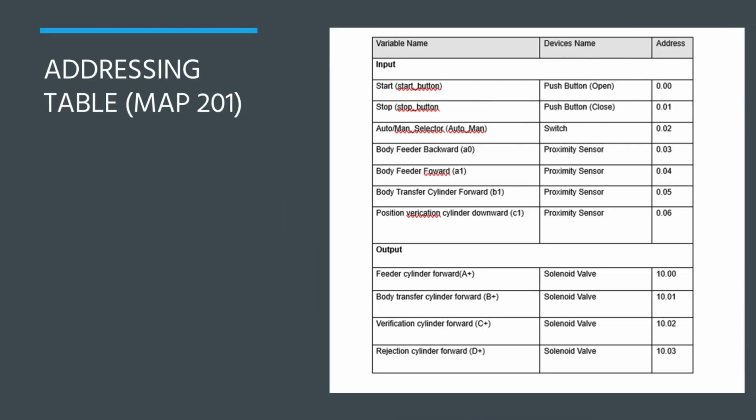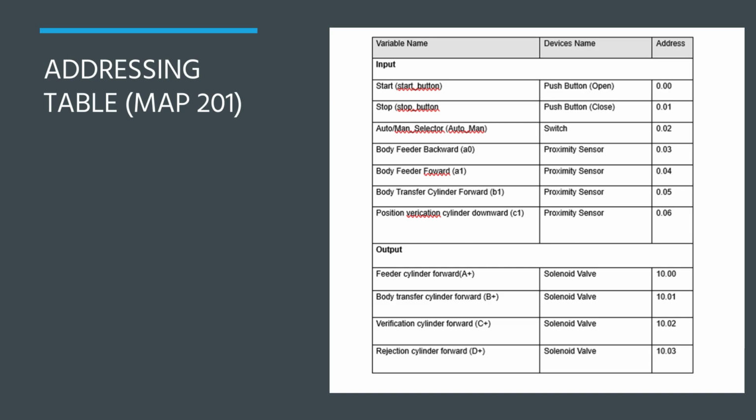Okay, this is our addressing table for MAP 201. For input, we got 7 inputs, which stand for start button, stop button, auto main selector, feeder backward, feeder forward, transfer cylinder forward, and verification cylinder downward. For output, we got 4 outputs, which stand for A+, B+, C+, and D+.